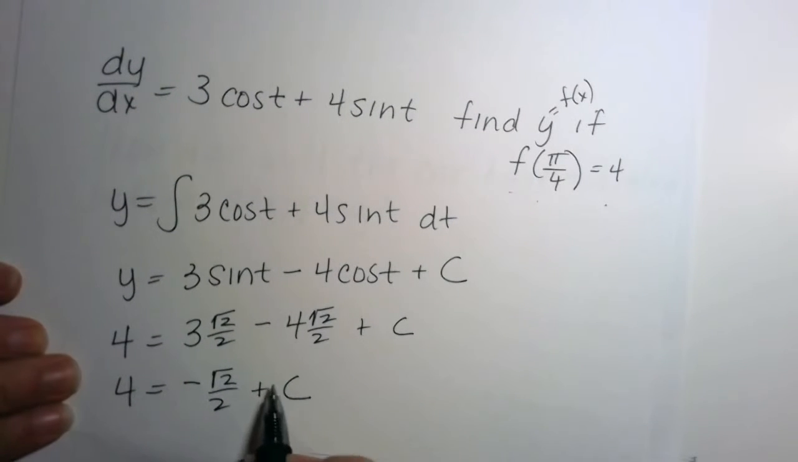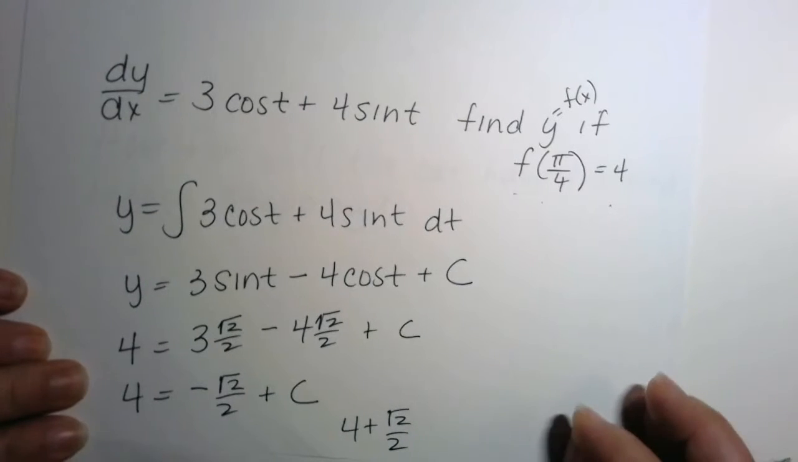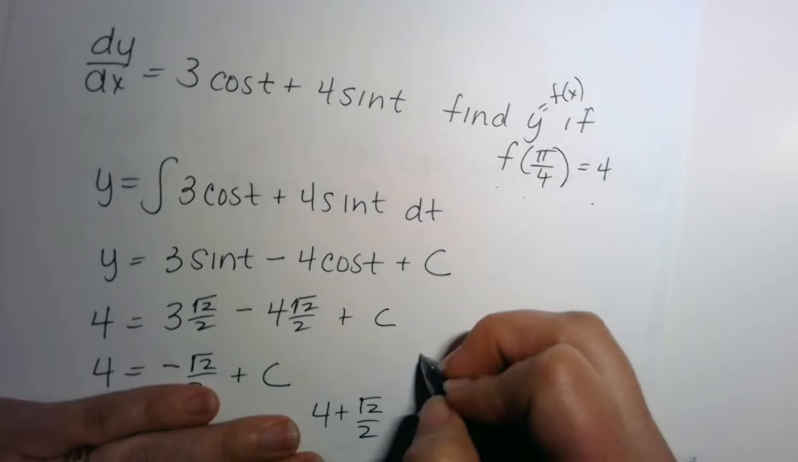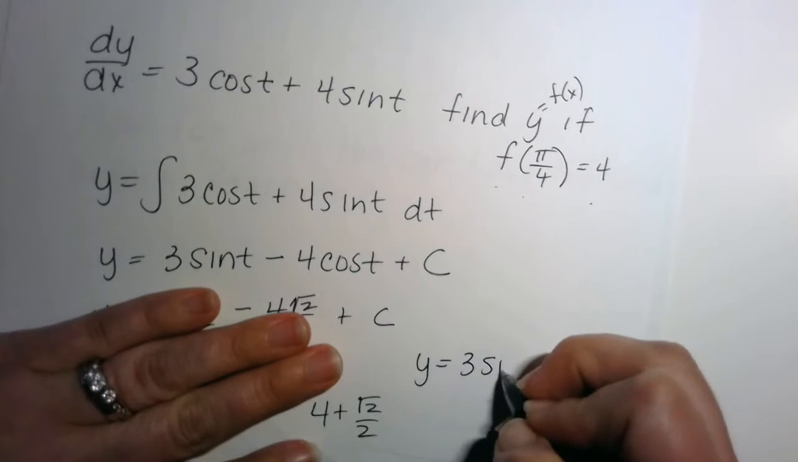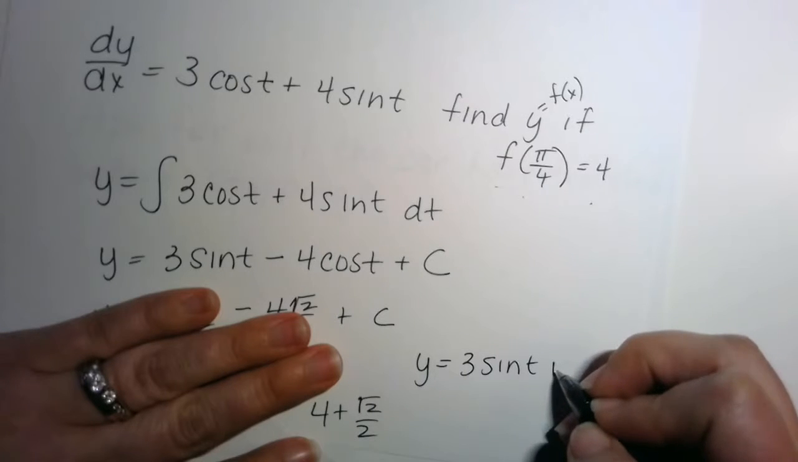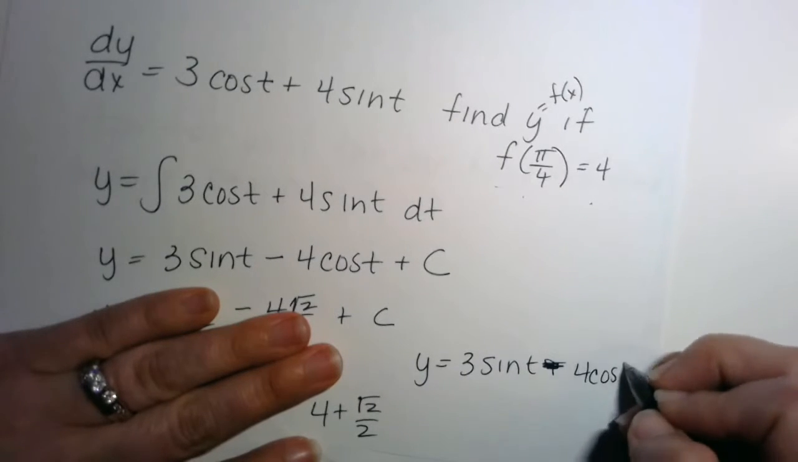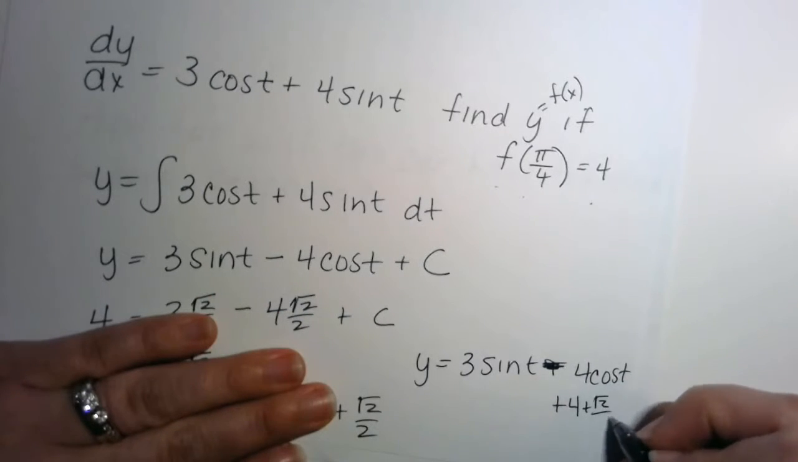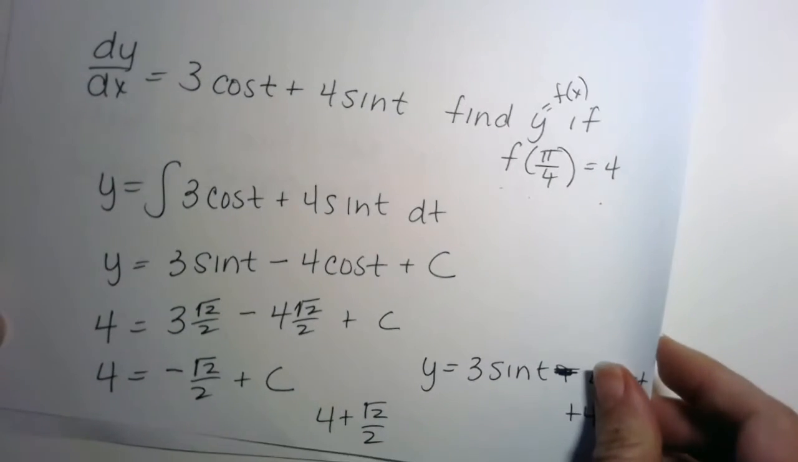So my c is actually 4 plus radical 2 over 2, and I will just leave it like that. So then I can rewrite my y now as my final step, y equals 3 sine of t, actually minus 4 cosine of t, and then plus 4 plus the square root of 2 over 2. And that is that one.